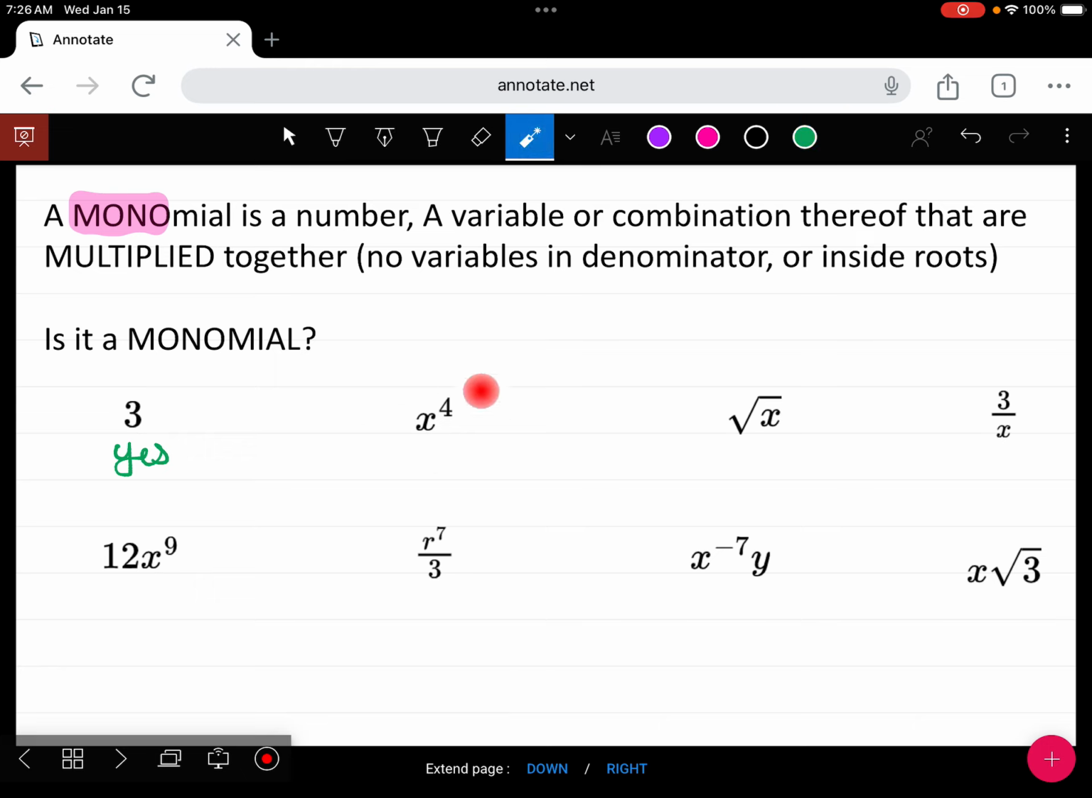How about x to the 4th? Yes, because that's x times x times x times x. They're multiplied together. Totally cool.